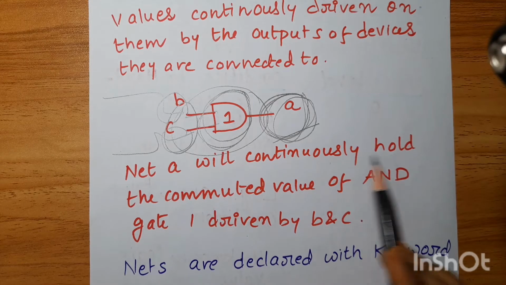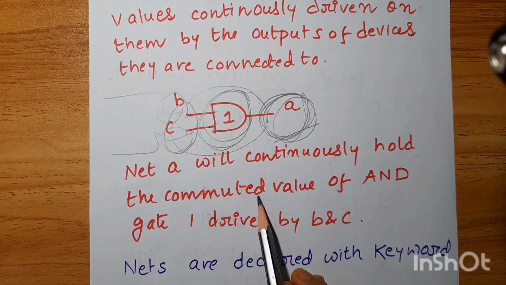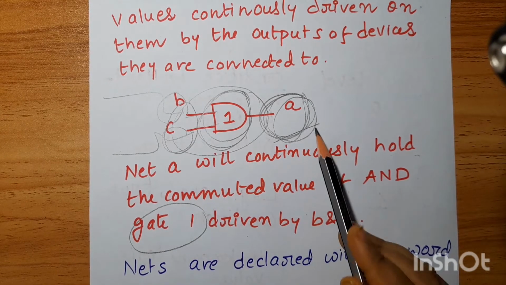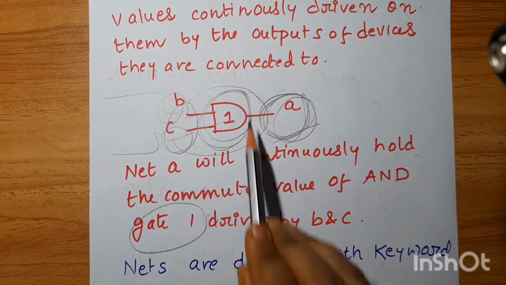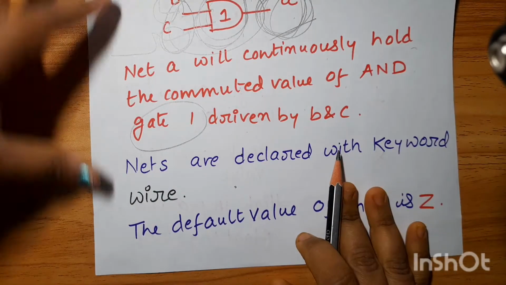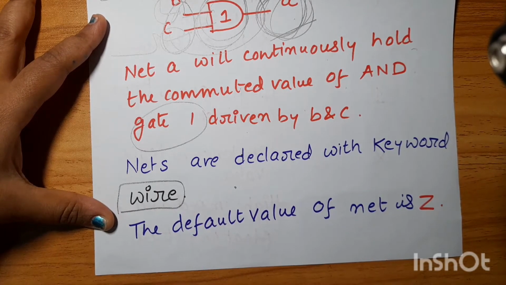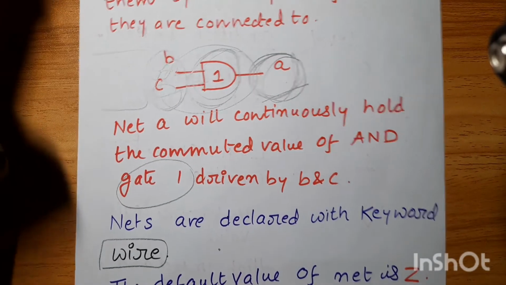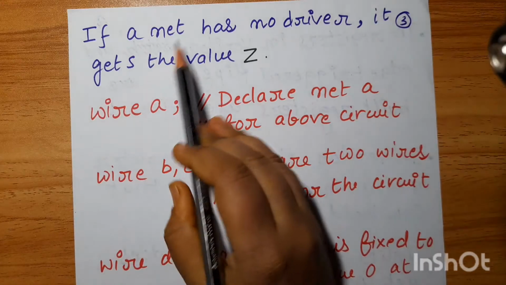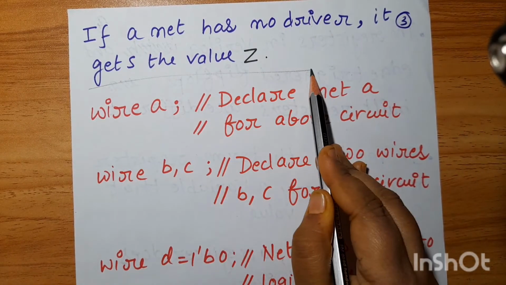Net A will continuously hold the computed value of the AND gate 1. Here is gate 1, and A will hold the computed value of the gate. Nets are declared by the keyword wire. So Verilog has the keyword to declare a net, that is wire. The default value of a net is Z. If net A has no driver, then it gets the value of Z.